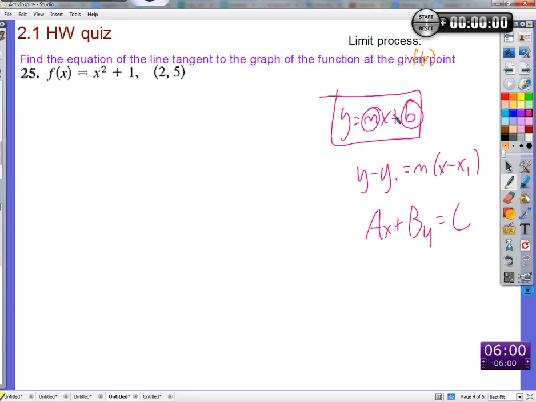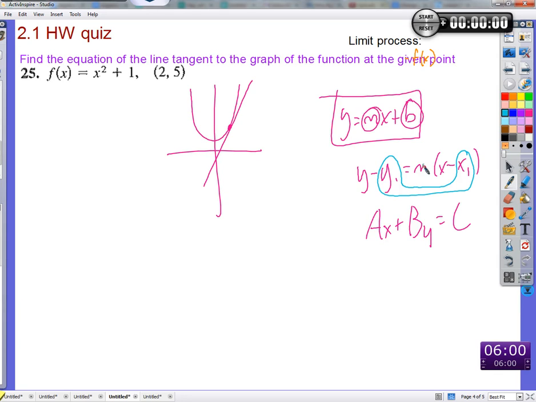Okay, so there's this guy right here. We want to find the slope of the line at 2, 5. So there's this line right there. There's a point. What point is on the line for sure? 2, 5. We know a point, right? An x1, y1.